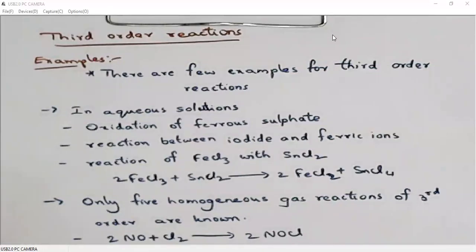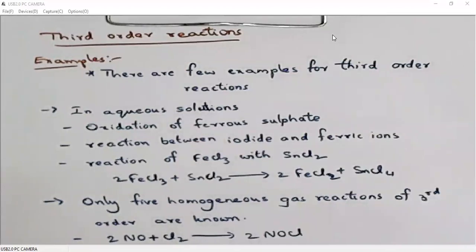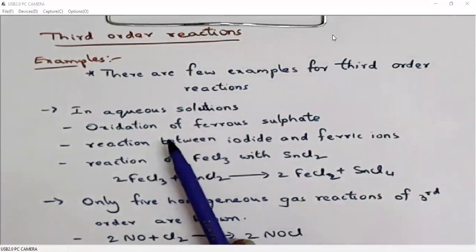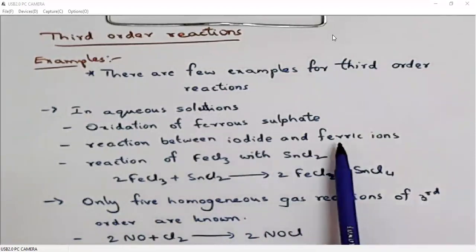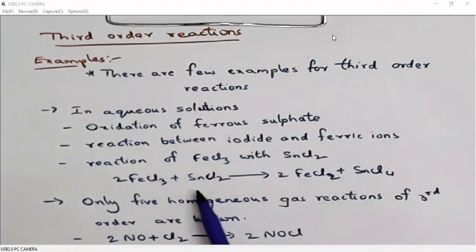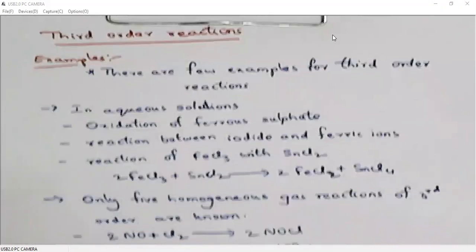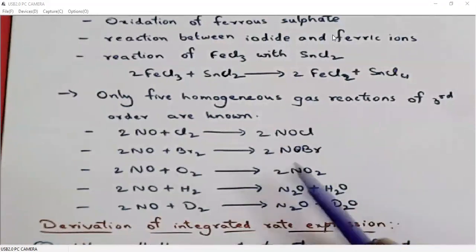Now we will look at the third order reactions. First we will see some examples. There are very few examples for third order reactions. In aqueous solutions, we have oxidation of ferrous sulfate, reaction between iodide and ferric ions, and a reaction of ferric chloride with tin chloride. So these are the only three examples for third order reactions in aqueous solutions. Similarly, in gaseous phase also, we have only five examples. All are with this.